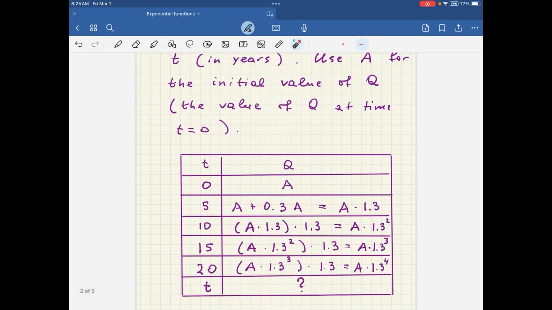In order to see what equation describes this growth, let's make a table. In the first column of this table, we have t values. In the second column, Q values. We start with t value equal to 0, Q value equal to A. 5 years later, the Q value is going to increase by 30%, and it will become A plus 0.3 times A. In other words, A times 1.3.